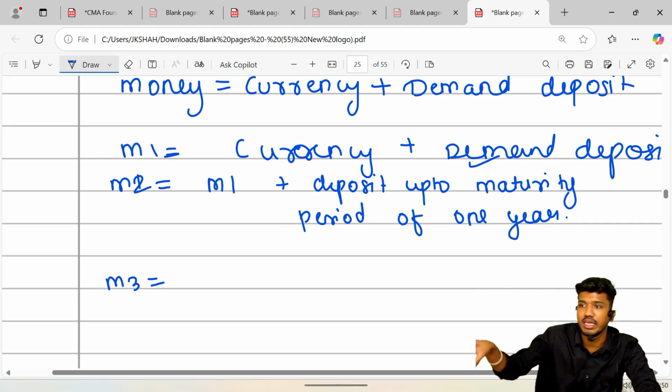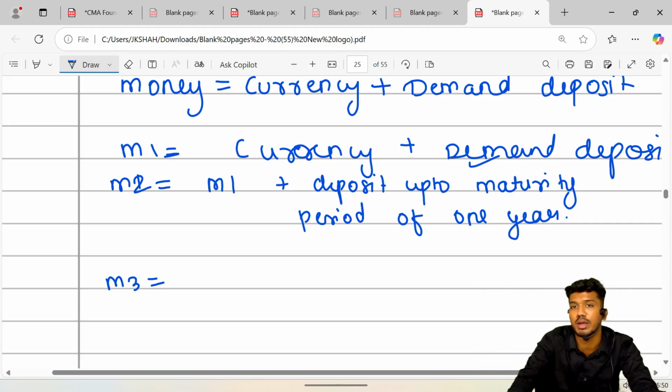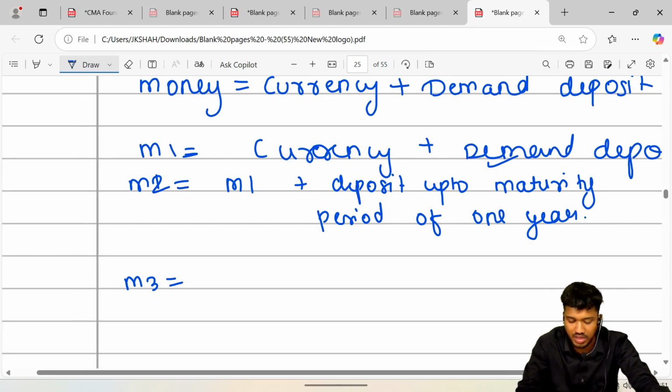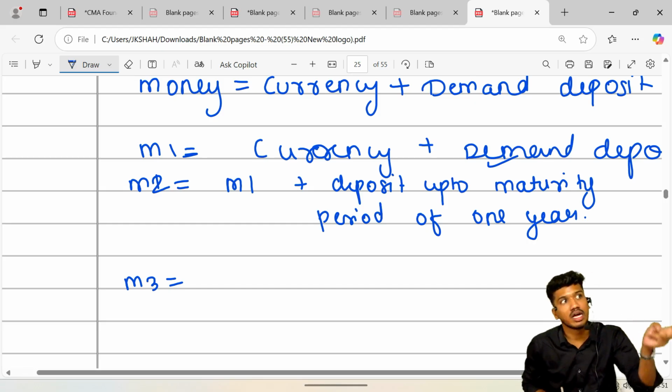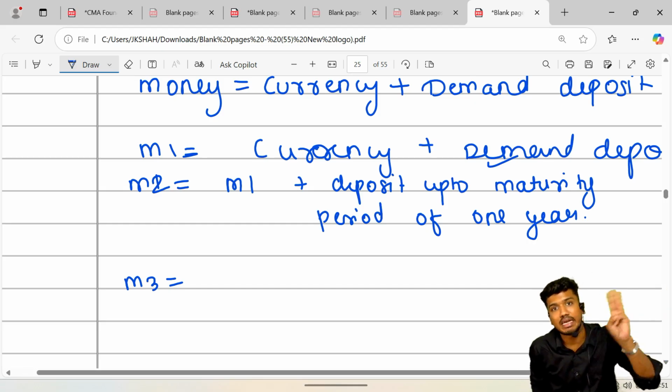If I keep money for 6 months, again it will come into M2, that is deposits up to maturity period of 1 year. If I keep money for 6 months, 8 months, 9 months, 2 months, 3 months, it will again be called deposits which are maturing up to 1 year. Again it will be counted into M2. So first the definition of money was currency, then demand deposit, and then deposits maturing up to 1 year.